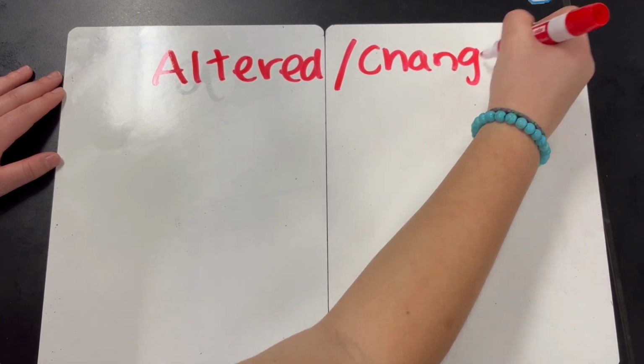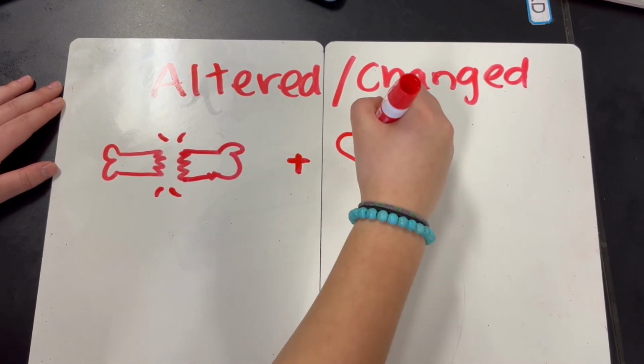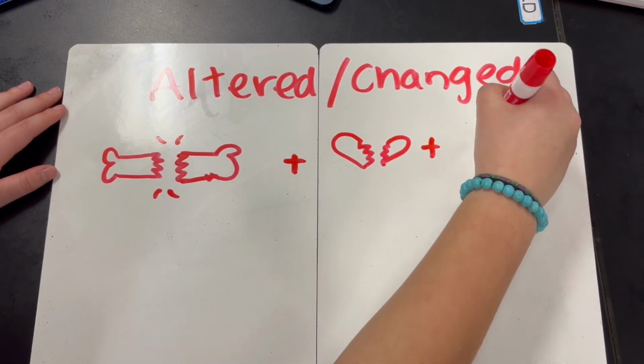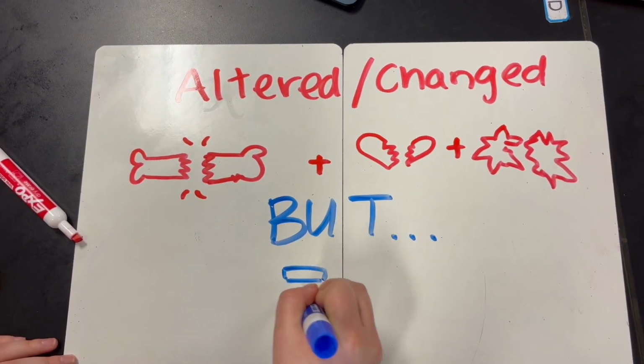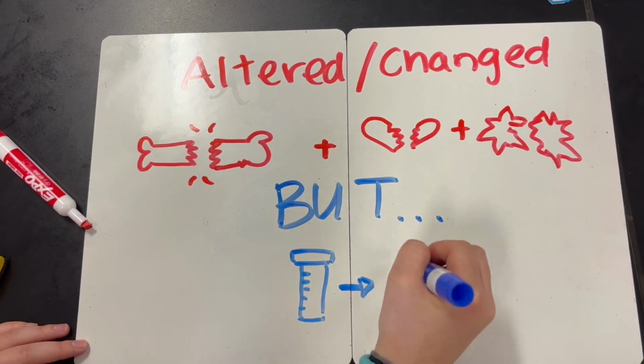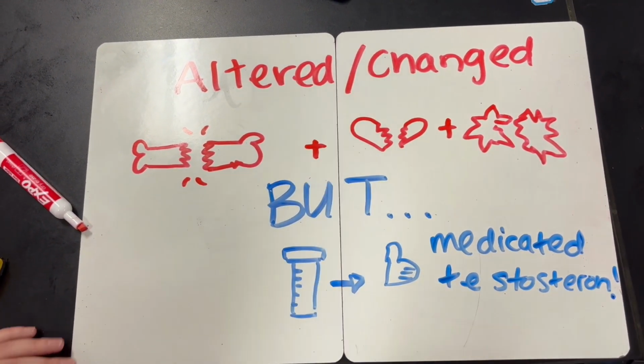Altered or changed. A testosterone deficiency could lead to decreased bone growth, strength, erectile dysfunction, bone density, or decreased sex drive. People with male hypogonadism could get medicated testosterone, which can help raise testosterone levels and ease the symptoms of male hypogonadism.